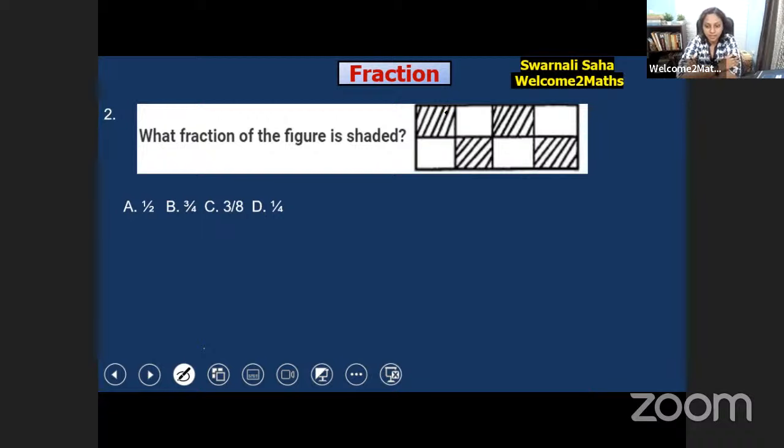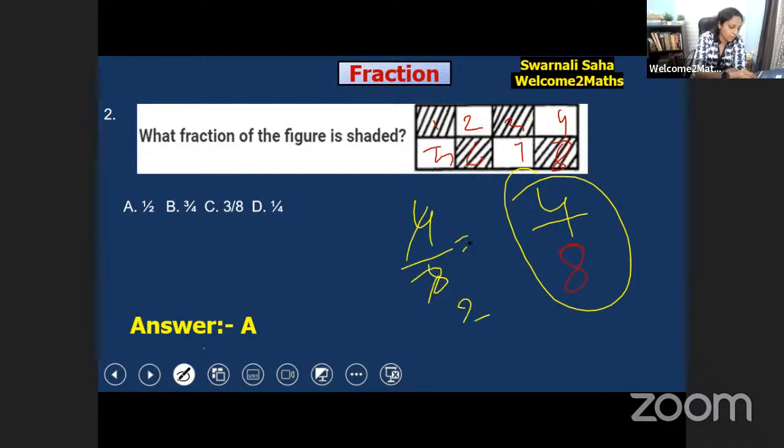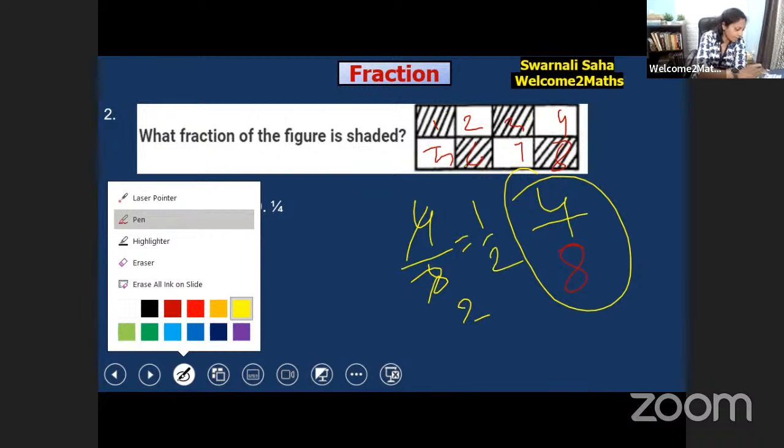So can you solve this? So let's see the answer. You can see this figure, we have to count the total parts first. We have 1, 2, 3, 4, 5, 6, 7, 8. 8 parts. And the shaded part is 1, 2, 3, 4. So the fraction would be 4 by 8 only. 4 by 8, that is the answer. So answer A is the answer. Why? Because when we simplify 4 by 8, we get half, 1 by 2, in this way. Okay.